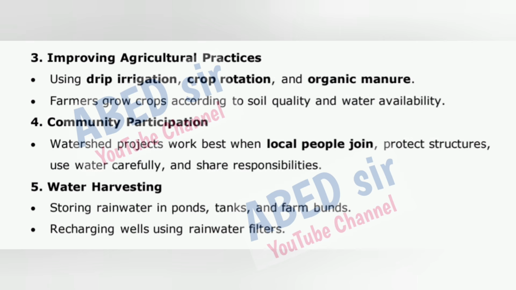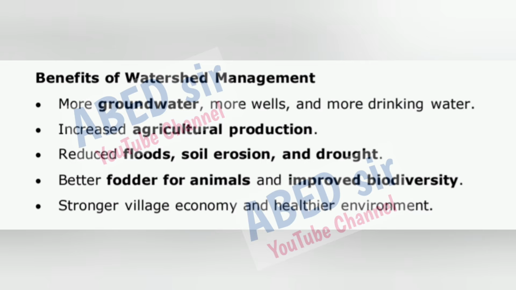Storing rainwater in ponds, tanks, and farm bunds. Recharging wells using rainwater filters. Benefits of watershed management: more groundwater, more wells, and more drinking water.